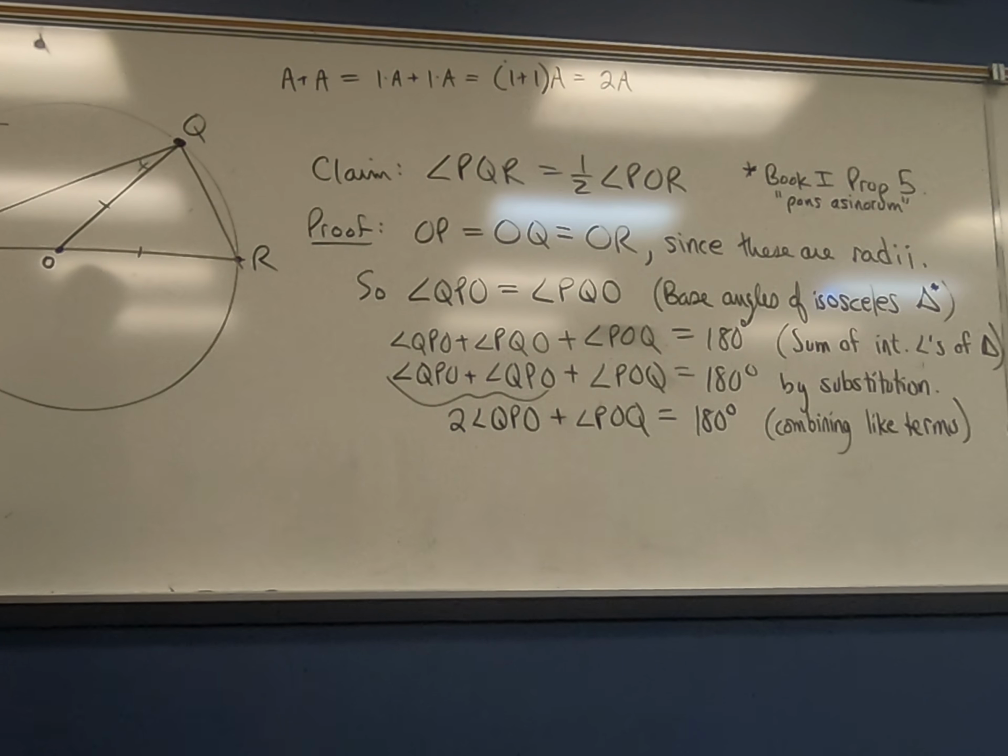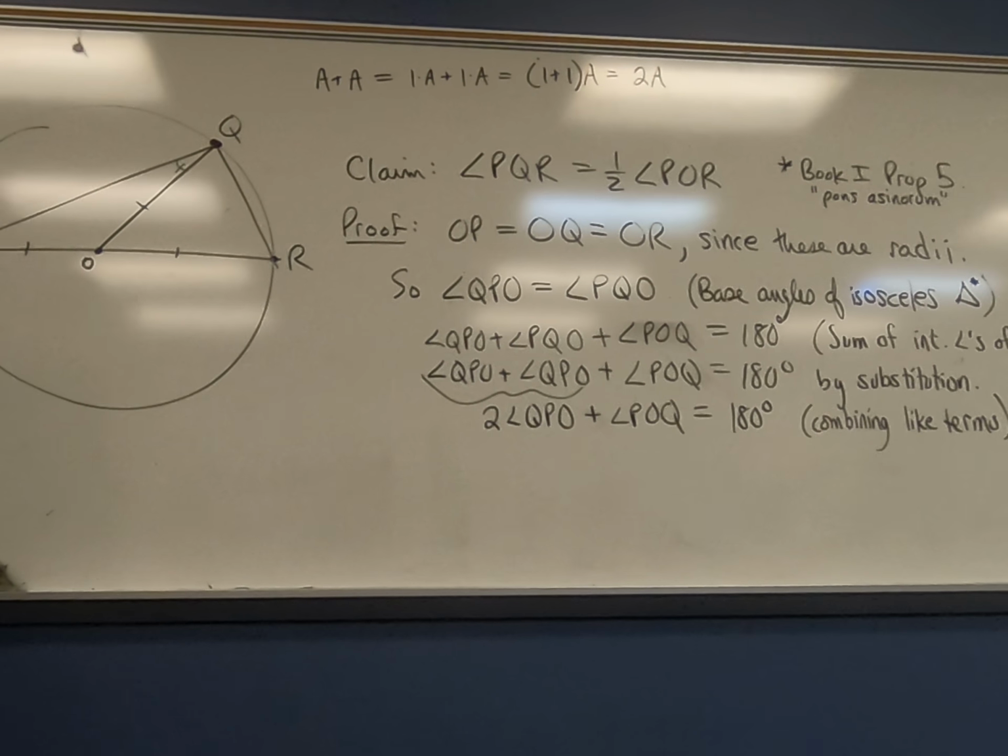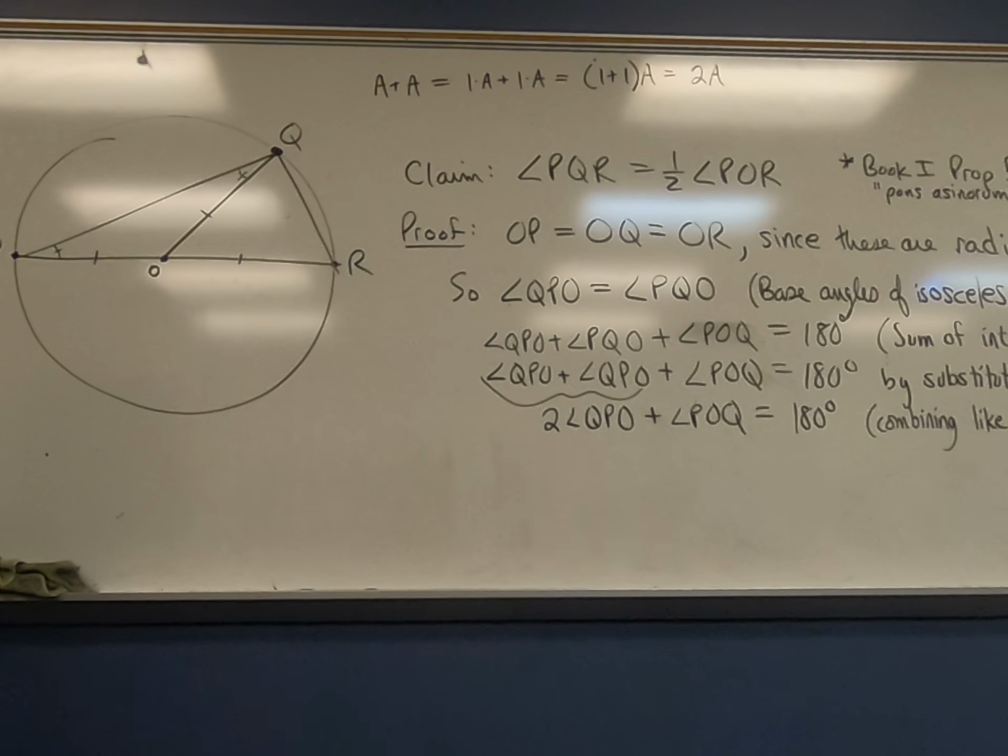Now what? Well, somehow we want to bring in something else. I was going to do this differently, wasn't I? Yes. So we want to show that PQR is half of POR. In other words, we want to show that's a right angle, because POR is a straight angle.